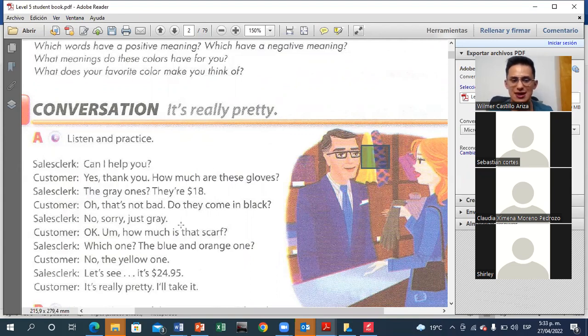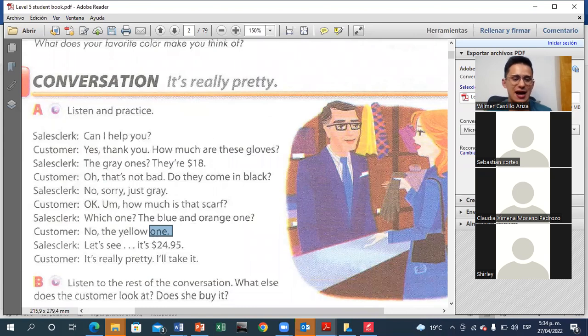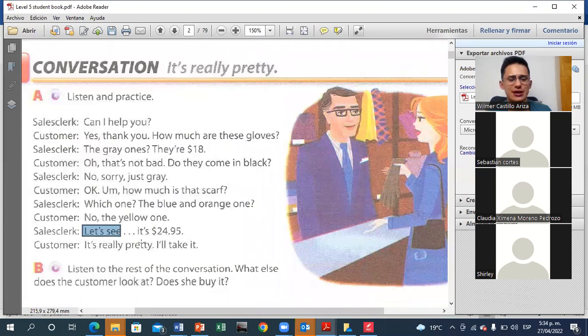Como está por allá, por eso utilizo el that. How much is that scarf? Which one? ¿Cuál? Which one? The blue or the orange one? La azul o la naranja. No, the yellow one. No, la amarilla. Ellos colocan este one al final como para remarcar algo, porque fácilmente podríamos decir the yellow, la amarilla, pero para sonar mejor colocan este one al final para decir la amarilla. Let's see, veamos. It's, bueno, $24. It's really pretty. I'll take it. Es muy linda. La llevaré.